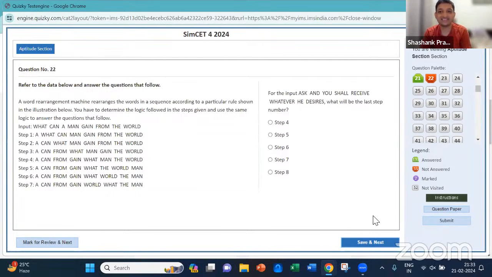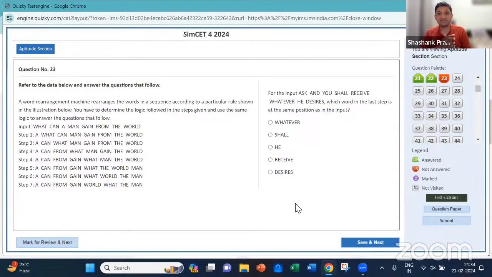Okay, what will be the last step number? Now let's think about this. So first step में and ask का swap होगा. So and ask are sorted. Then desires will come here. Then he will come. So three steps में first half is sorted. ठीक है? But now you are left with you shall receive whatever. So receive will go fourth step. Shall will go fifth step. So fifth step में आंसर आ जाए.